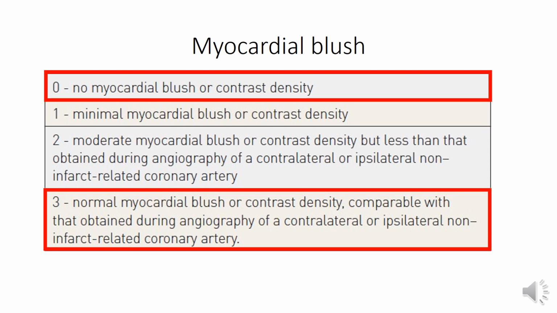Grading system. Grade 0, there is no blush at all. Grade 1, there is a minimal blush. Grade 2, there is a moderate blush. But if we have a left system picture and we are assessing the blush in the LAD in comparison with the LCX, if they are similar, it is grade 3. If it is a little bit less on the LAD territory, for example, than the LCX in comparison, we give it grade 2.